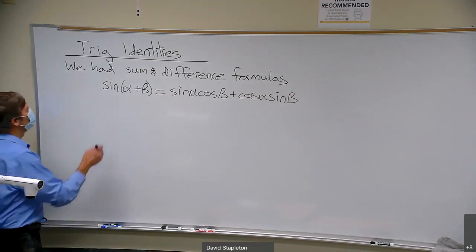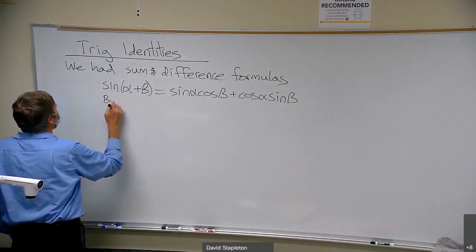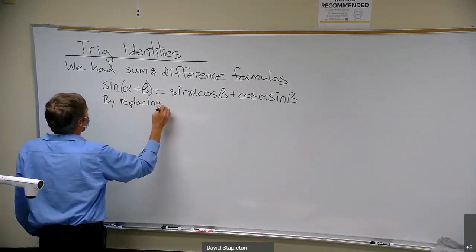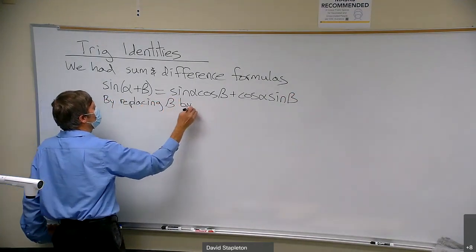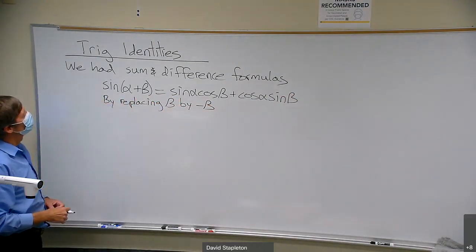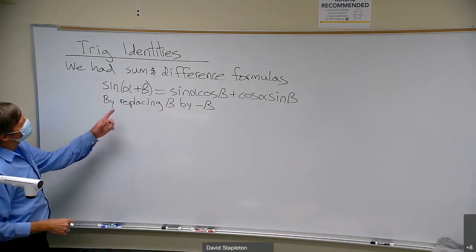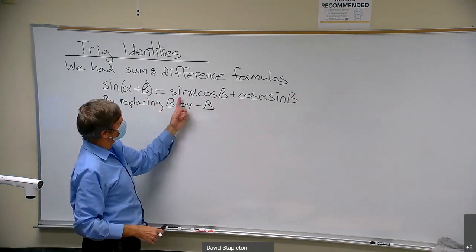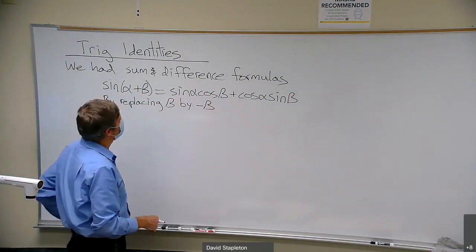And with this one, by replacing beta by minus beta, after all, this is supposed to hold for all angles alpha and beta. And we remember this, instead of saying sine alpha cosine beta plus cosine alpha sine beta, we usually just say sine cosine plus cosine sine. That's easy to remember.